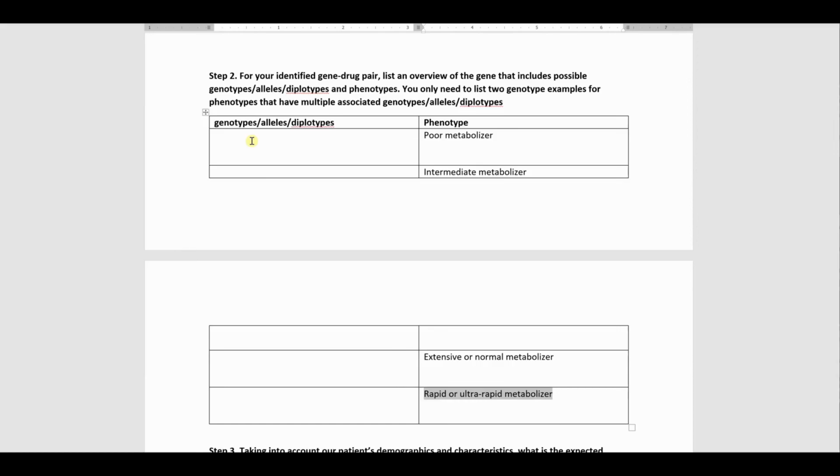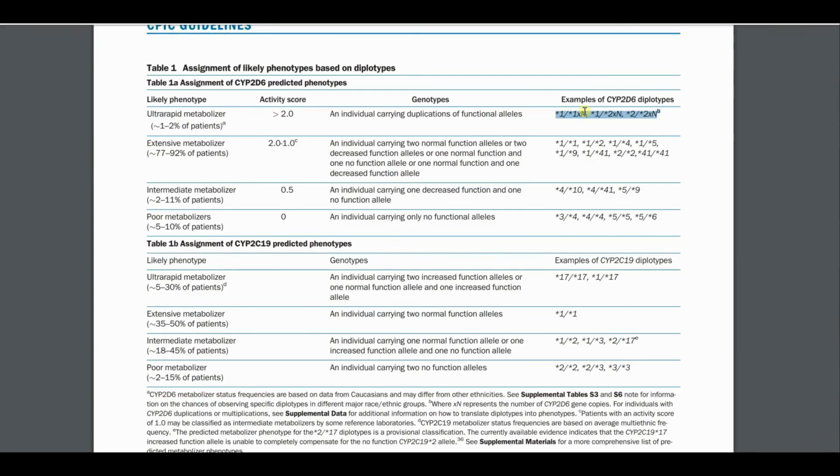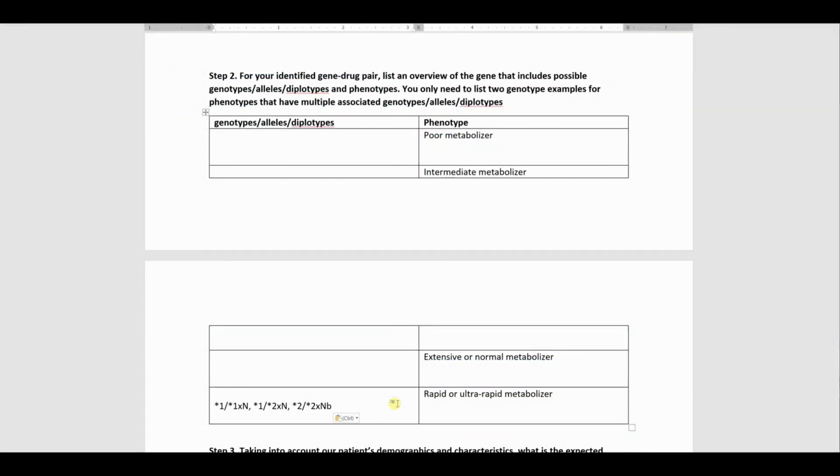So let's go back and get the genotypes, or diplotypes, that go with each phenotype. For ultra-rapid metabolizer, what's here are duplications of the gene. We talked about this earlier; this is what this patient actually has. They have a duplication of the functional alleles, leading to increased activity of CYP2D6. So let's put that in here. I'm lazy, so I copied and pasted, which if you did that, fantastic. But my point is you only needed to list 2 genotype examples for a given phenotype. So if you just put in one of these 2, 1 times n, 2 times n, something of that nature, I'll be happy with it.